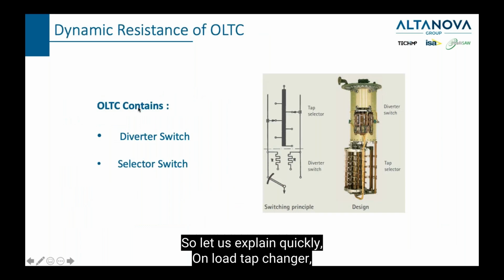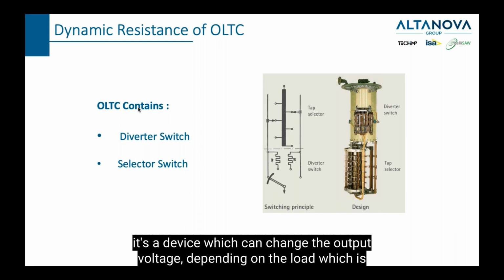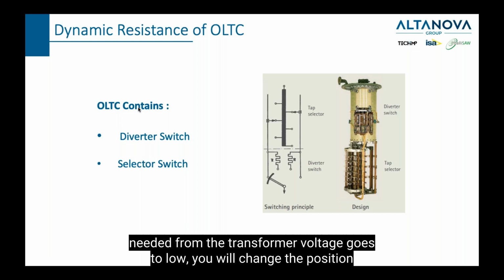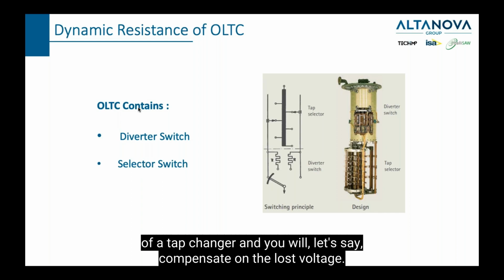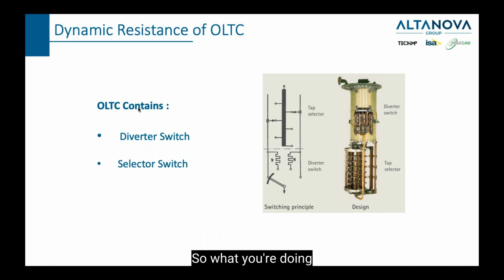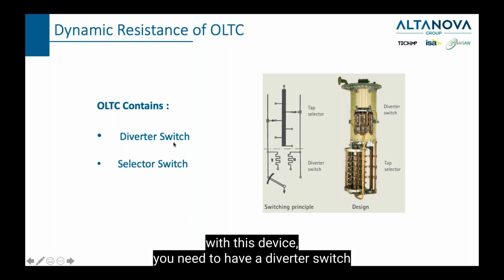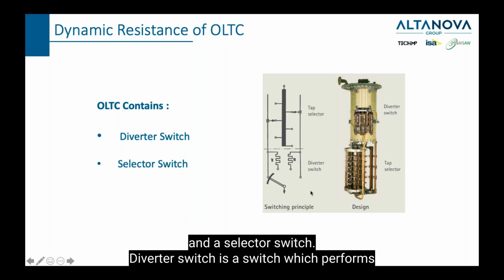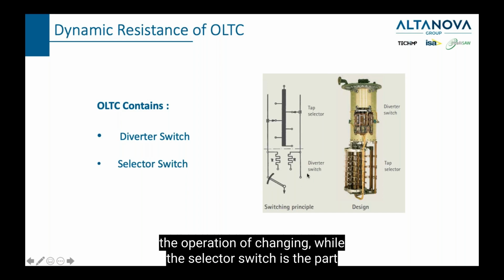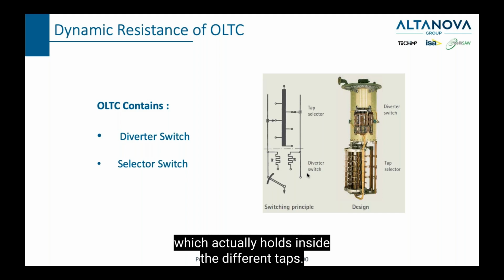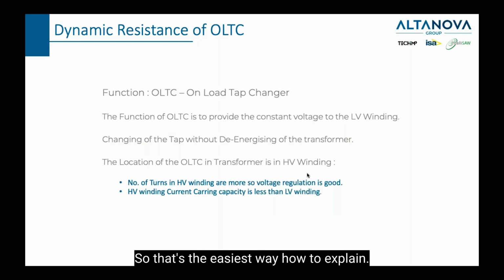On-load tap changer is a device which can change the output voltage depending on the load which is needed from the transformer. If the voltage goes too low, you will change the position of a tap changer, and you will, let's say, compensate for the lost voltage. So what you're doing with this device, you need to have a diverter switch and a selector switch. Diverter switch is a switch which performs the operation of changing, while the selector switch is the part which actually holds inside the different taps. So that's the easiest way to explain it.